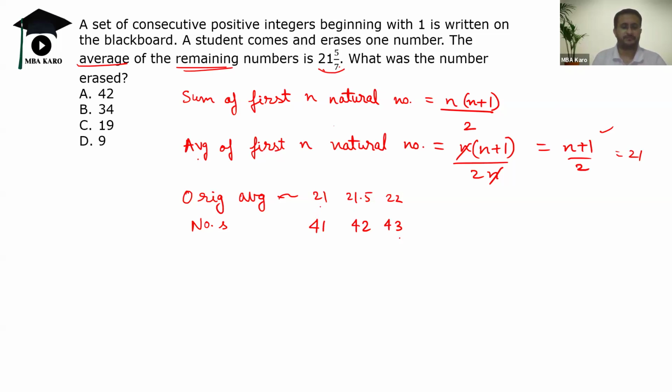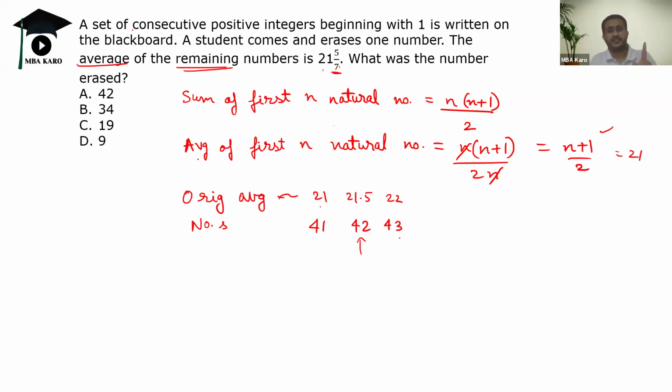Next, we will guess the exact number. How to guess this? Look at the denominator. What is 21 5 by 7? The denominator is 7. Is there any multiple of 7 here? 42. 42 is a multiple of 7.